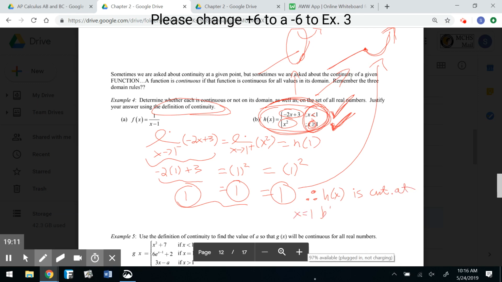Why? Because the limit as we approach 1 of h of x, believe it or not, I can just write this without a left or a right, because they're the same thing. And if they're the same thing, then I can just write it as x approaches 1 is equal to the function value. Boom. And that is the most important thing.